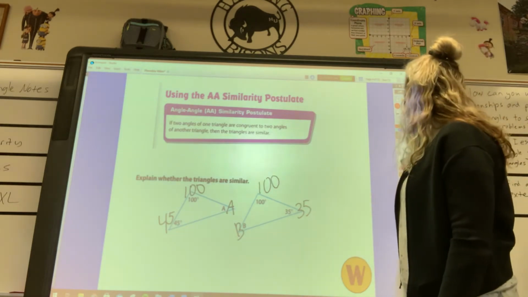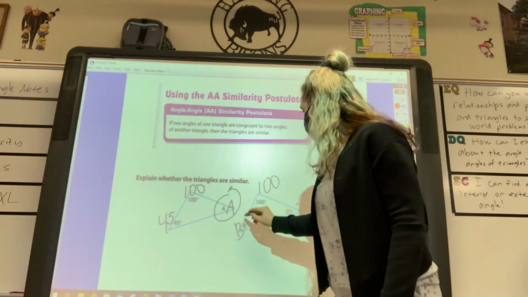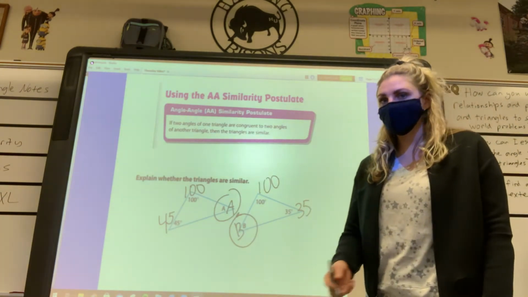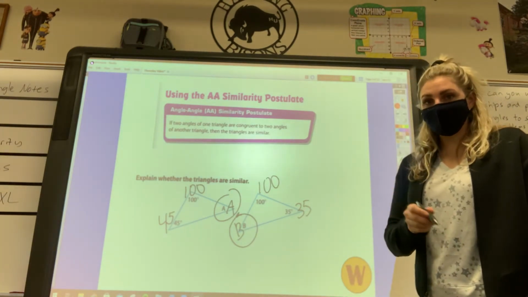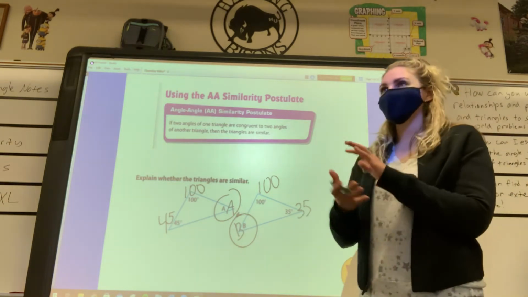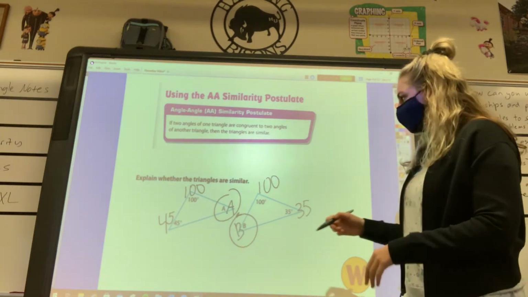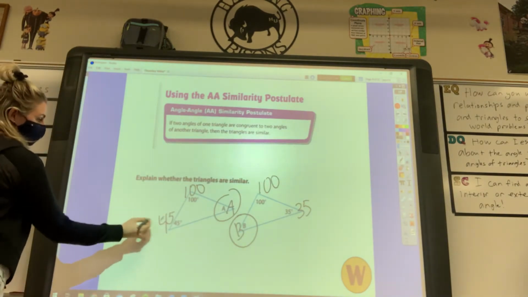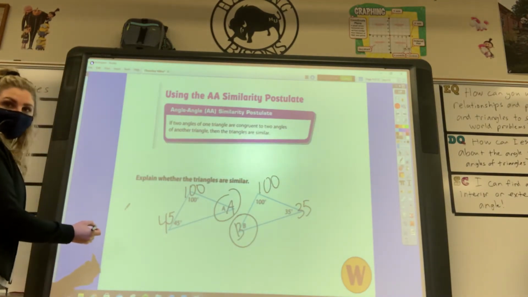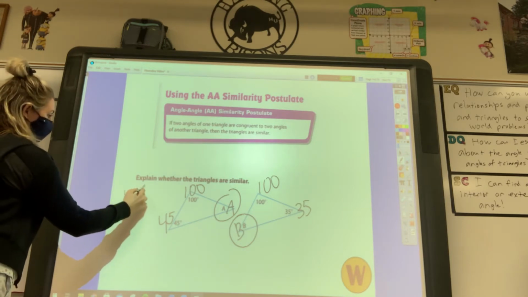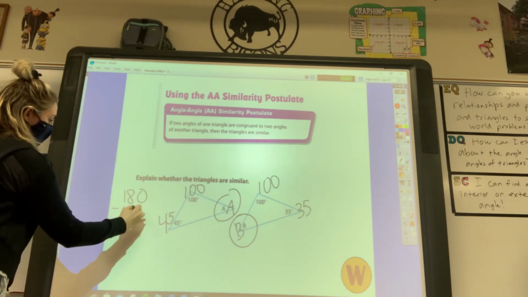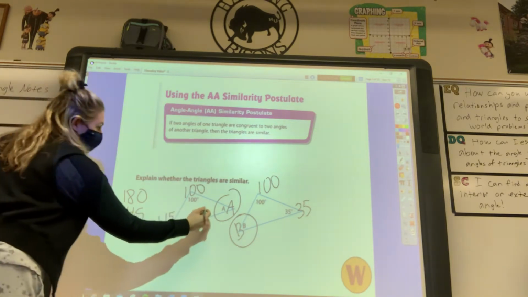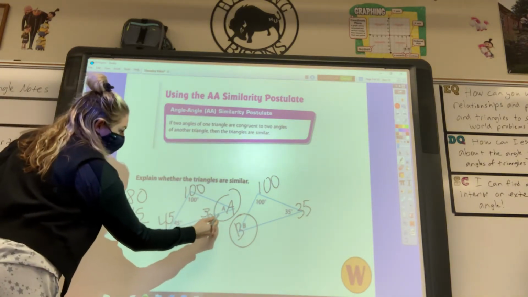But since we have these two missing angles here, we can use the triangle sum theorem to figure out the third angle of our triangle. So over here, we would add these two up, 100 plus 45, which is 145, and then we can subtract that total from 180 to get our third angle, and A is 35 degrees.